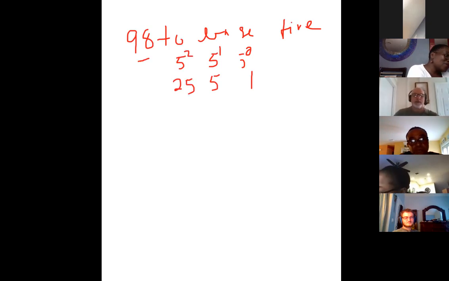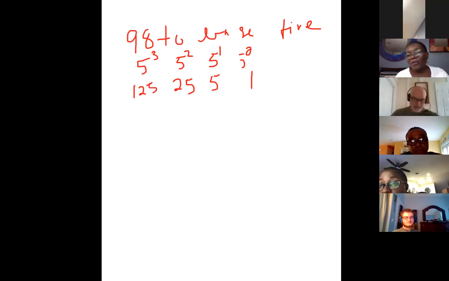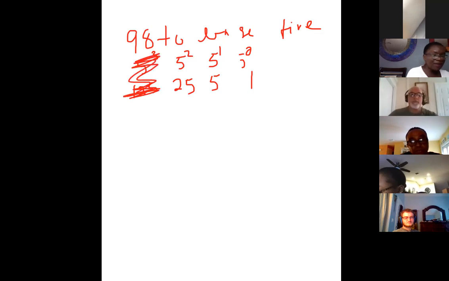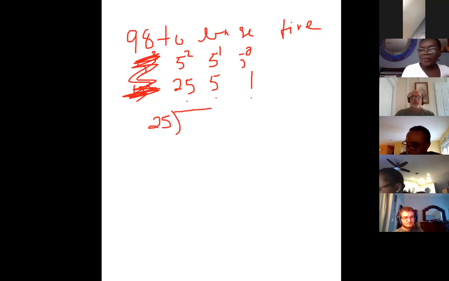Now, you keep doing this until you get to a number that is very close to the one you're trying to convert without going over it. So obviously 125 would be too large. So we're going to stop right there. We have 3 digits used to convert the 98 to base 5, and we have to use all 3 of those digits. Start with the largest number, 25, and divide it into 98. 25 goes into 98 3 times.